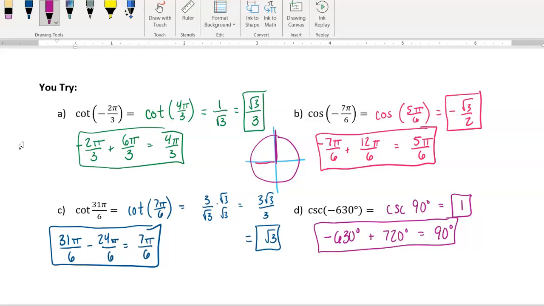All right, so hopefully you have a better understanding now of the unit circle so you can do those problems in your worksheet.